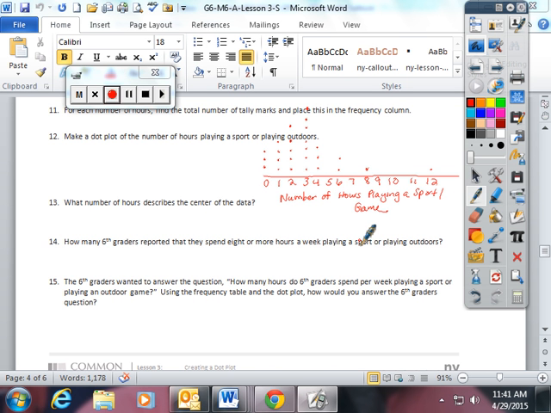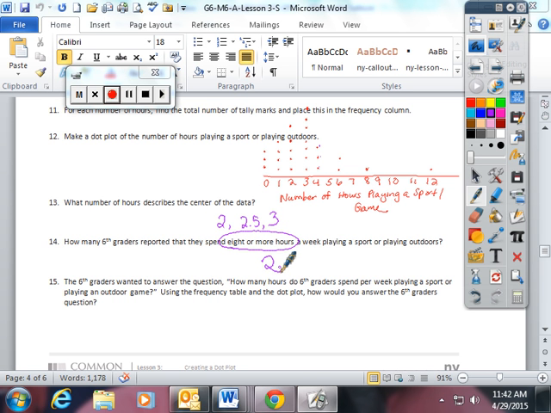Now let's answer some questions based on this dot plot. What number of hours describes the center of the data? So again, 1, 2, 3, 4, 5, 6, 7, and 1, 2, 3, 4, 5, 6, 7. I would say for number 13, I would take 2, 2.5, or 3. How many 6th graders reported that they spent 8 or more hours a week? So you have to include 8. That would be 2.